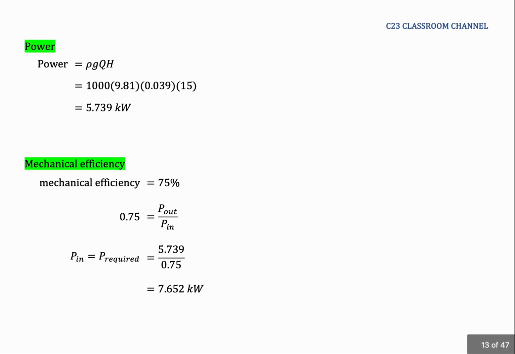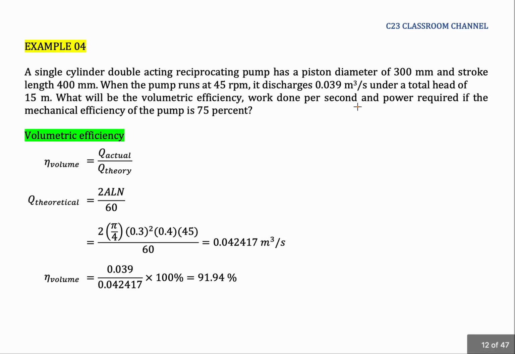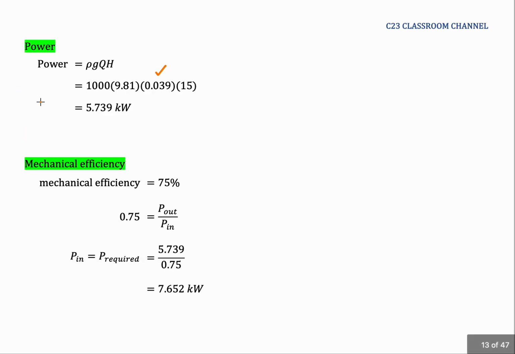And then we could calculate the power. Power is rho g Q H. So we substitute with the actual flow rate here. According to the question, it is the total head of 15 meters, meaning this pump can deliver water up to 15 meters above the suction area or the input surface. So we substitute the value of 15, and we get 5.739 kilowatt.